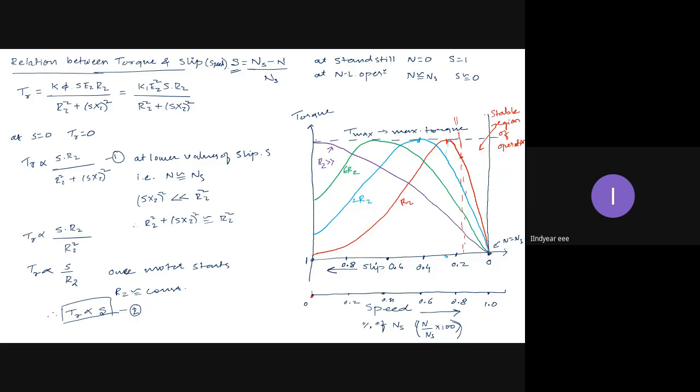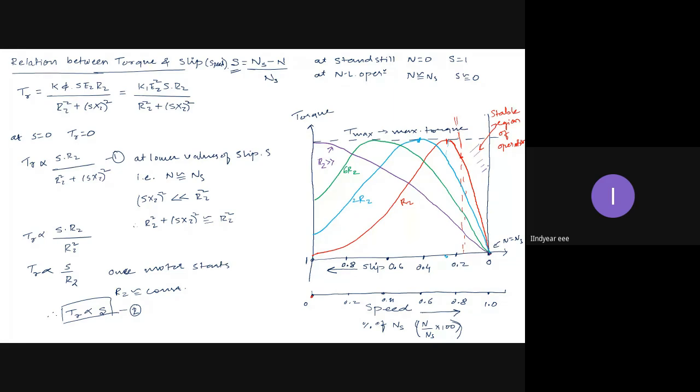Torque slip characteristic of an induction motor varying with respect to slip. Now, for any value of R2, this region is more stable for operation because maximum torque occurs at a lesser value of slip. And we will get a wide range of operation of the slip values.